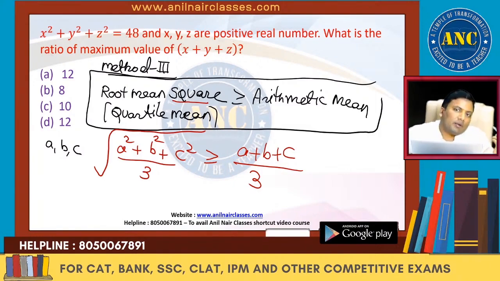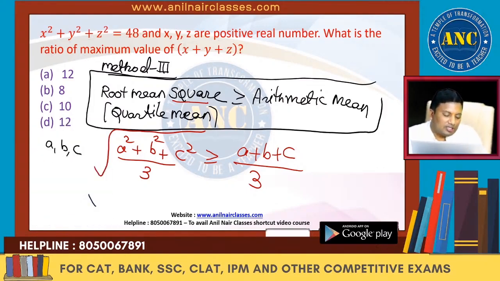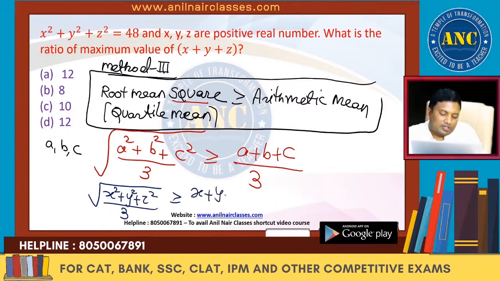First take the numbers a, b, c, square them: a square, b square, c square. Mean means sum of the quantities by number of the quantities. Then apply the root. So instead of a, b, c, here there is x, y, z. So root of x square plus y square plus z square divided by 3 is greater than or equivalent to x plus y plus z by 3.